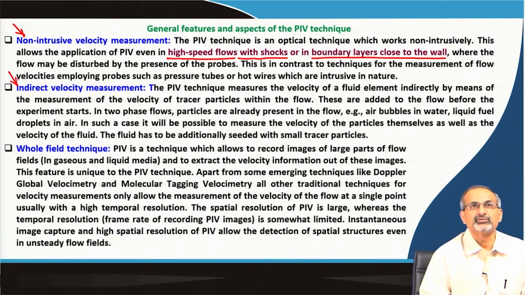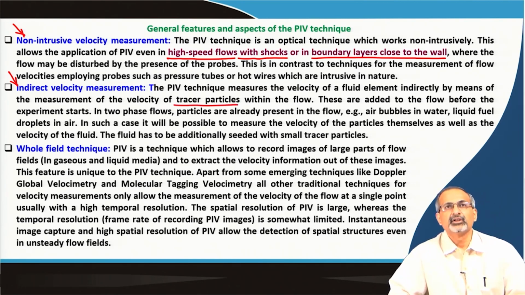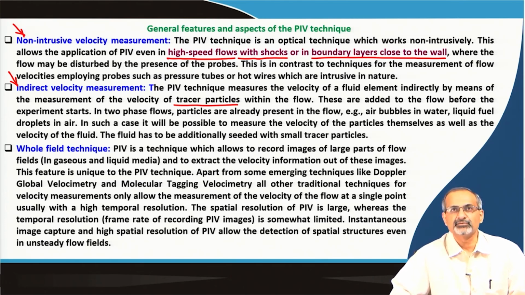Indirect velocity measurement. So, what do we mean by that? We are talking about indirectly measuring the velocity vector by making use of tracer particles. So, we are actually measuring the velocity of the tracer particles, and from there we are inferring the velocity of the flow field.